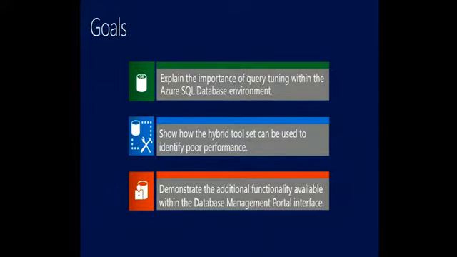And then the tools that are available to you to query tune, right? On-prem we have things like Profiler and Trace. You don't have some of those in the cloud. So how do you query tune? How do you troubleshoot your queries and locks and deadlocks and things like that? And then we're going to look at some of the portal interfaces and kind of what you can get out of this. So this is the goal.